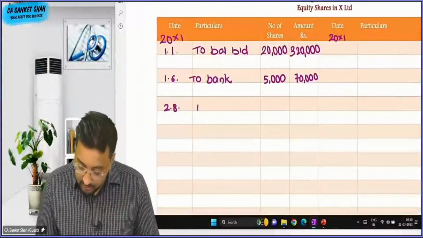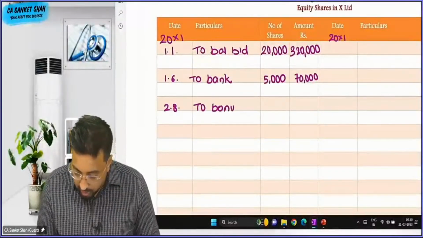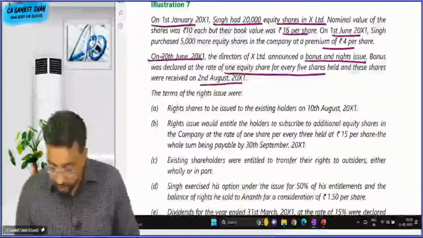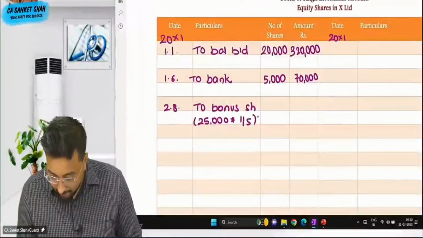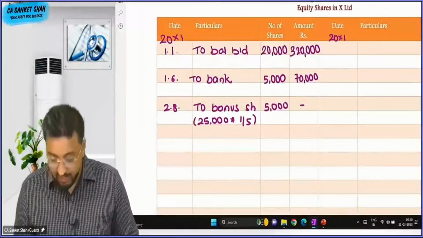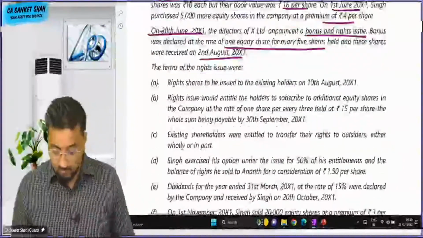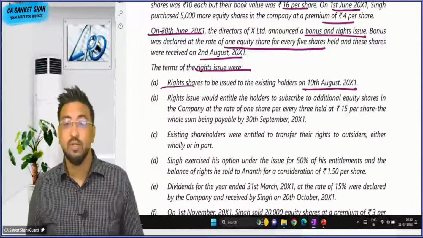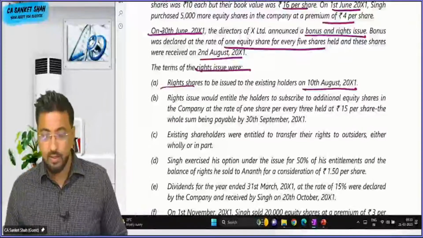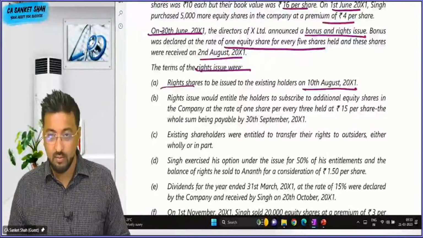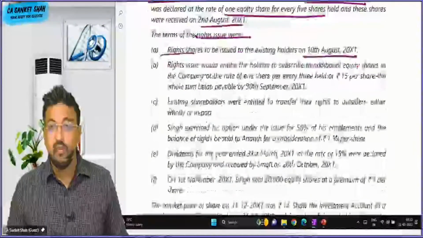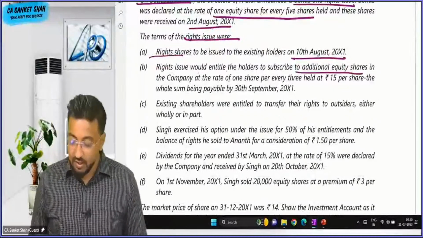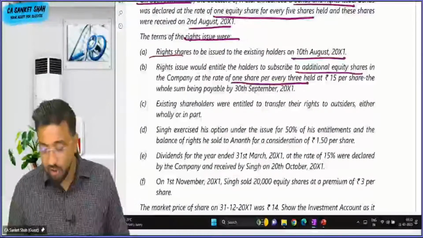So 2nd August, bonus shares: 25,000 into 1 share for 5 shares. The terms are as under. Right shares to be issued on 10th August 2001. Okay, now what is the option? Right shares entitle the shareholder to additional equity shares in the company at 1 share for every 3 shares.